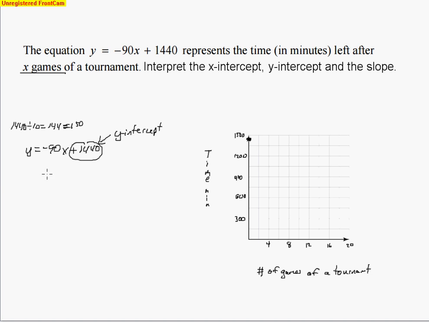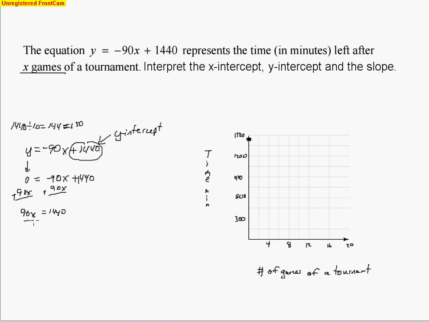And then I'm going to find another point. I could go down 90 over 1 each time, but that may be kind of tough. I'm going to use that concept of the x-intercept, which says this. If I go ahead and substitute 0 in for y, let's find out what x is going to be. And so now I've got this equation to solve. And so I'm going to go ahead and move that 90x over. So I'm going to add 90x to both sides. And so now I've got this, 90x equals 1440.